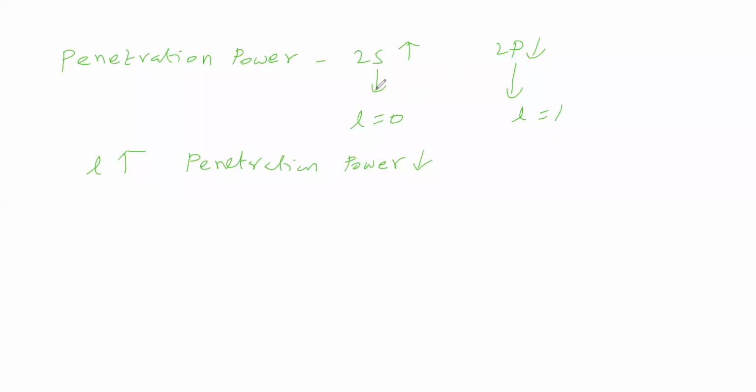Azimuthal quantum number for s is 0, for p is 1. As the azimuthal quantum number increases, penetration power decreases. Therefore, the order of penetration power is 2s greater than 2p. Now we will take 3s, 3p, 3d. For penetration power, the first main point is that the principal quantum number should be the same. Then only we can compare penetration power. So 3s, 3p, 3d all have the same principal quantum number, that is 3.